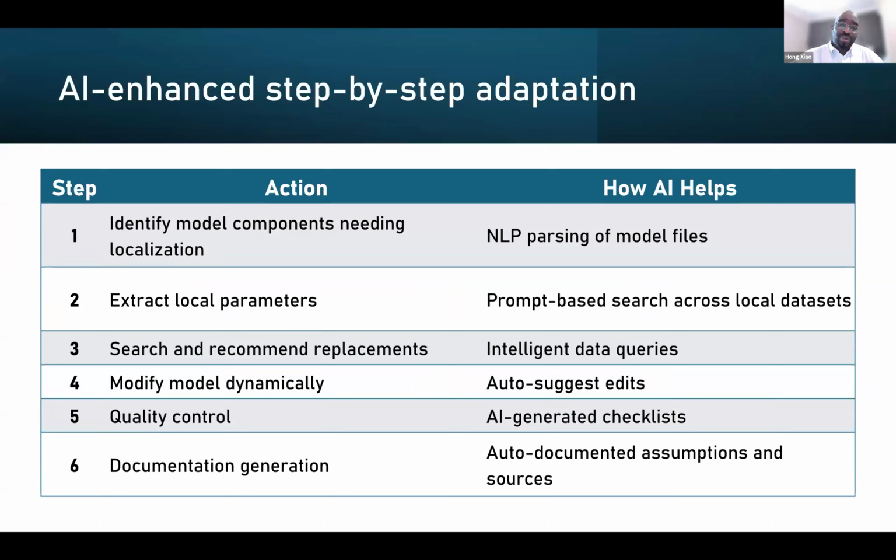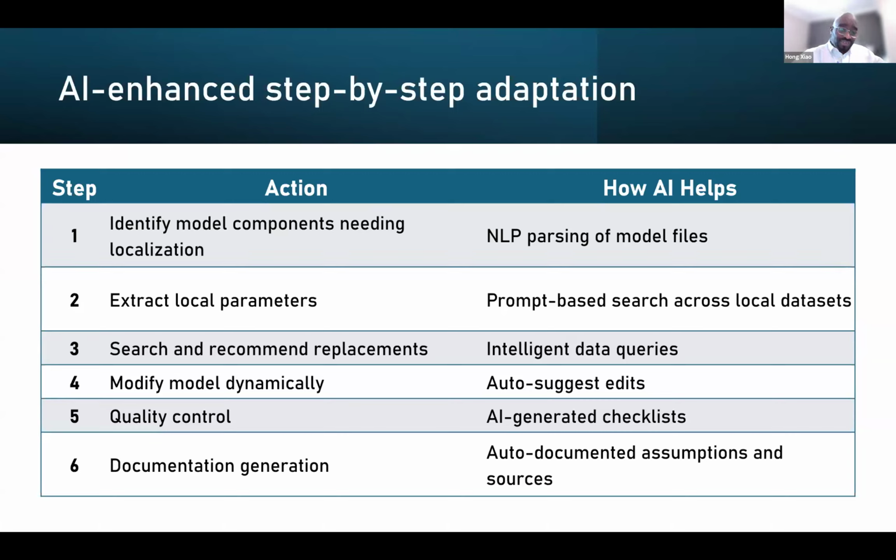And we summarize here some of the actions that would need to be taken in order for that to happen. So number one is to identify what are the model components that need a localization, meaning needs to be adapted for the country of interest. And that will depend on the model and on the country. So in terms of how we can use AI to parse the model files that we'll be using in order to source the data that we'll be using in the adaptation.